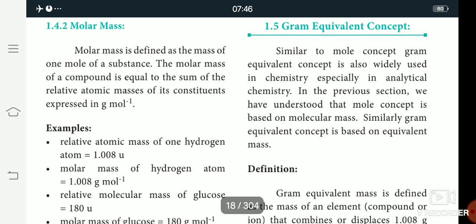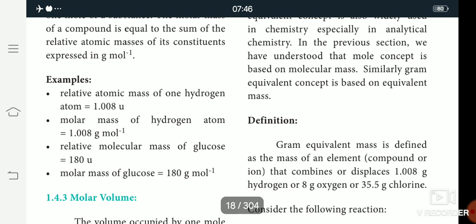In the next example, glucose. What is the glucose formula? The glucose formula is C6H12O6. In the relative molecular mass, the number of carbon atoms is 6, and the carbon atomic mass is 12, so 6 into 12.